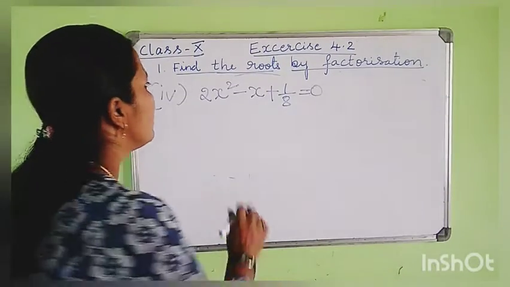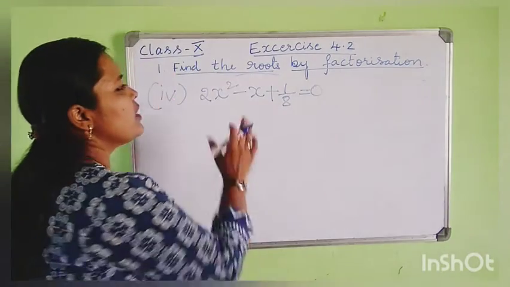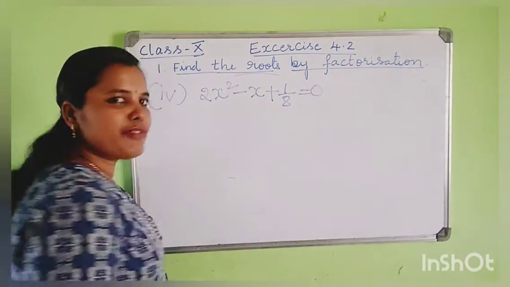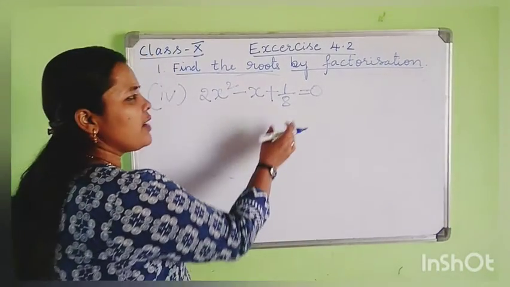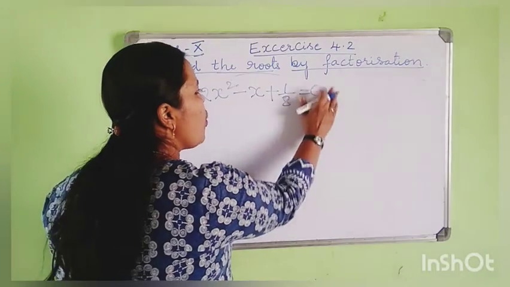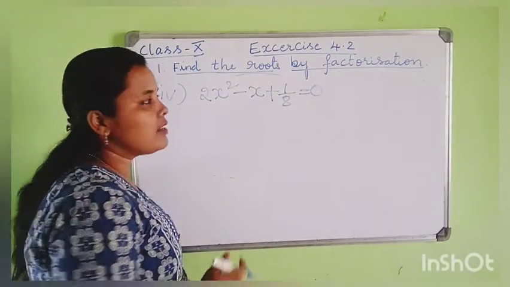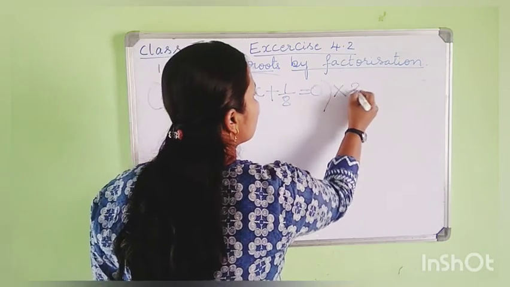Now we are in the fourth problem from exercise 4.2. Here they have given a fraction. That's the difference between the previous problems and this. So whenever you get fractions, look at the denominator and multiply the whole equation with 8. Right? You understand? Multiply the whole equation with 8.